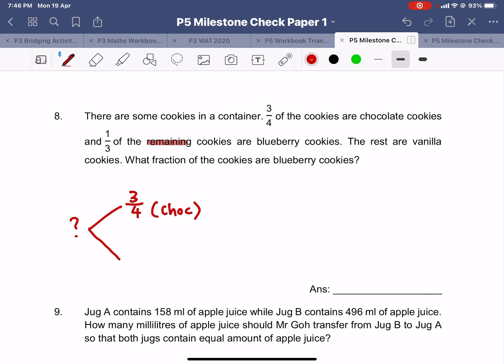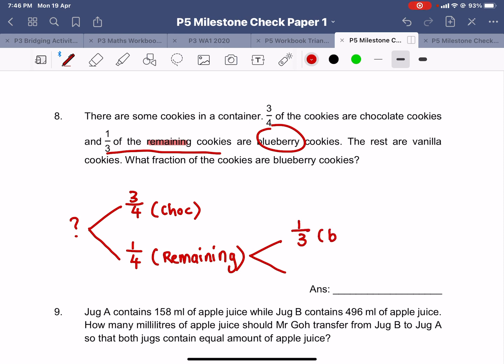So let's label that. Now if 3/4 are chocolate, it will leave us with the rest, right? Let's call it remainder. You want to call it the rest, that's fine. So if you have 3/4, of course 1/4 is what's left. Now out of this remaining, let's branch out further. 1/3 of the remaining are blueberry. So meaning to say 1/3 is blueberry. The rest are vanilla. Now this is the rest. 1/3 is blue. That means 2/3 must be the rest, right? Which is vanilla.